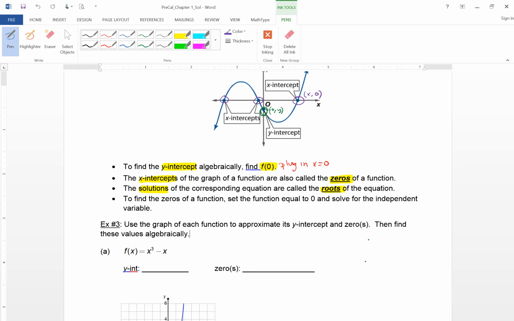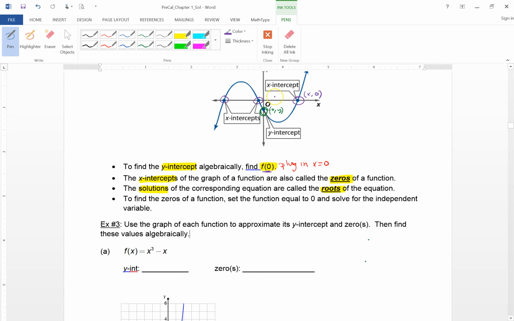Yesterday we started talking about graphs of functions, and we mentioned what x-intercepts were and what y-intercepts were. So just as a review, the y-intercept is the point where x is 0 and you have a y-coordinate. In order to find the y-intercept, you simply plug in x equals 0. So you want to find f of 0.